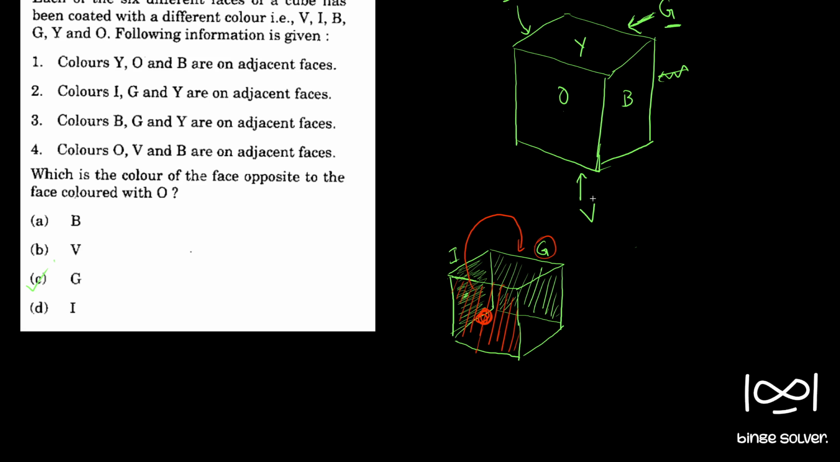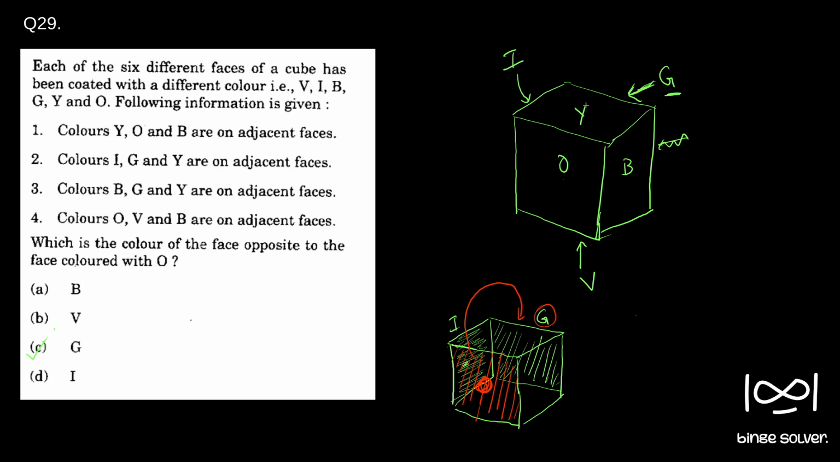In case you were not able to visually see a cube like this, draw a figure like this and visualize it as a 3D structure, it will be very difficult. So if you were not able to do it, just try to draw a cube's figure and try to visualize it as a 3D object and see what is opposite to one side and all that. So I hope you understood. The solution to question 29 is C, G.